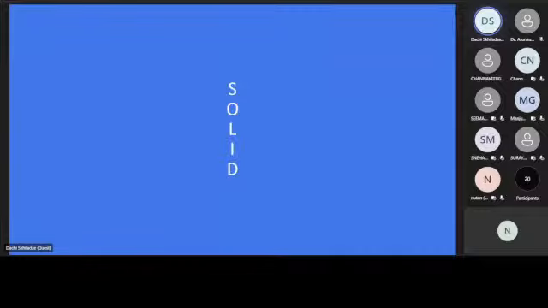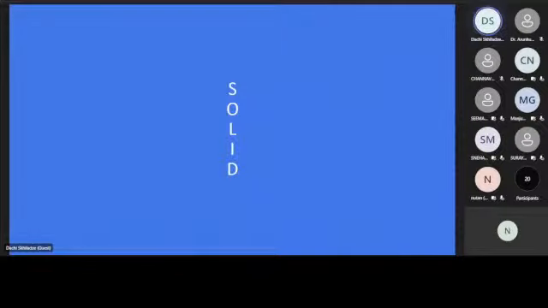The first letter is S, which stands for the single responsibility principle. This principle states that a class should have only one reason to change, and it suggests that each class should have a single responsibility, purpose, or motivation. By following this principle, we can achieve code that is focused, easier to understand, and less prone to bugs.